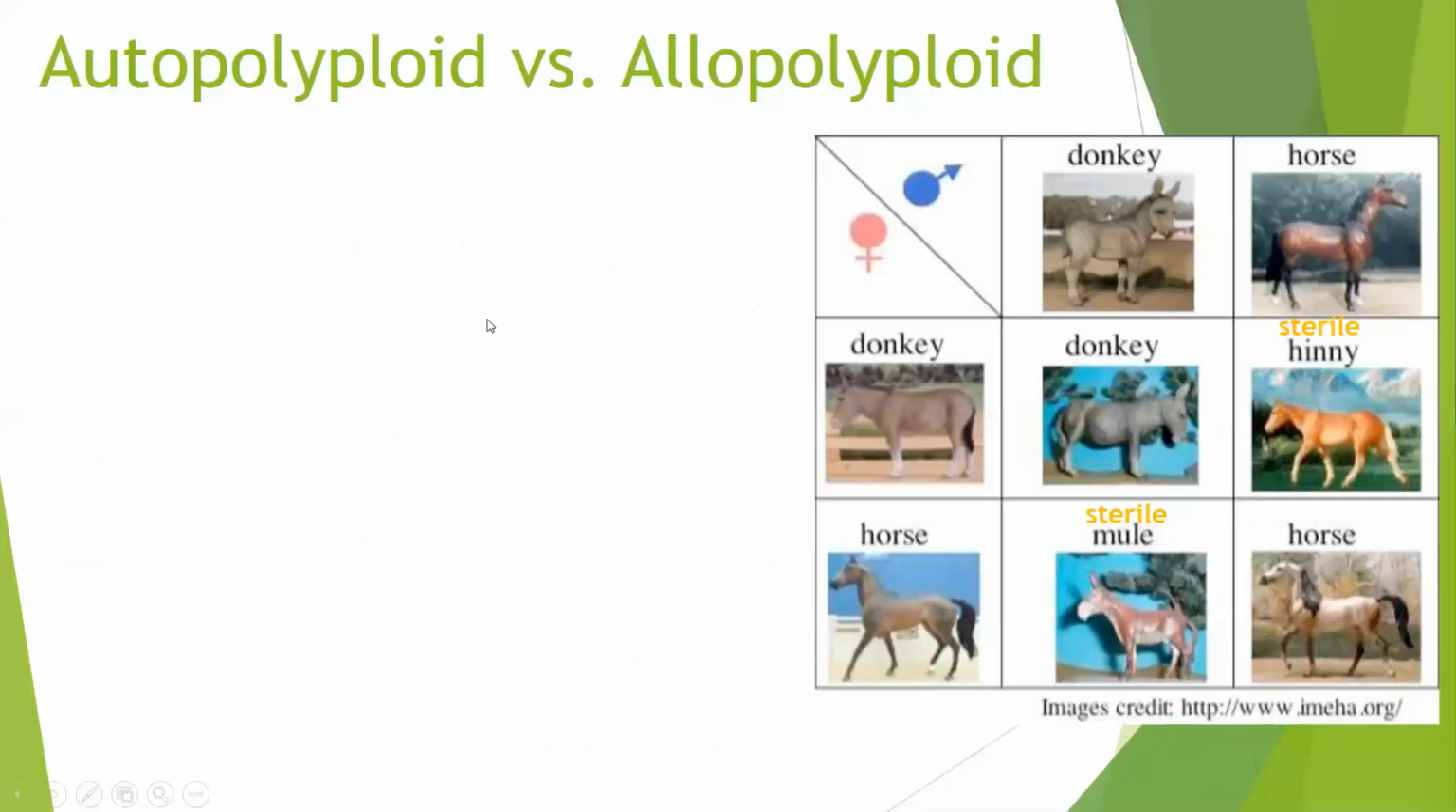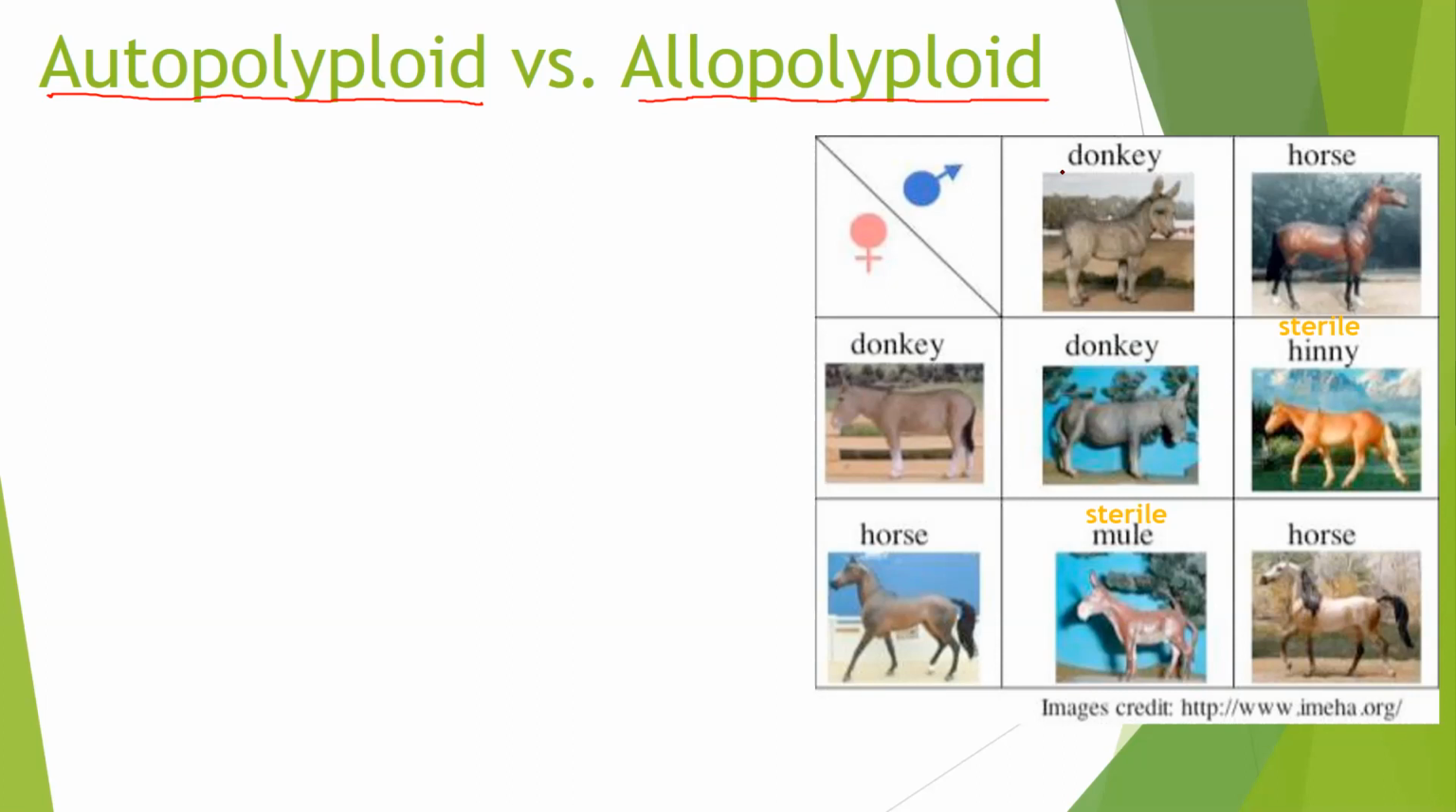All right. So now 2 important concepts here. We have talked about autopolyploids, right? If all the chromosome sets come from the same species, then that polyploid will be an autopolyploid. However, if an individual polyploid has 2 or more chromosome sets coming from 2 or more species, then this polyploid will be called an allopolyploid.